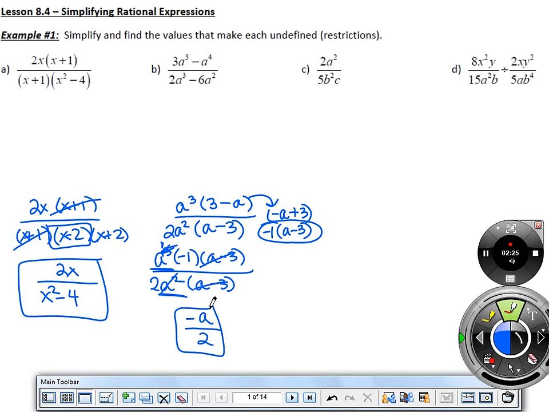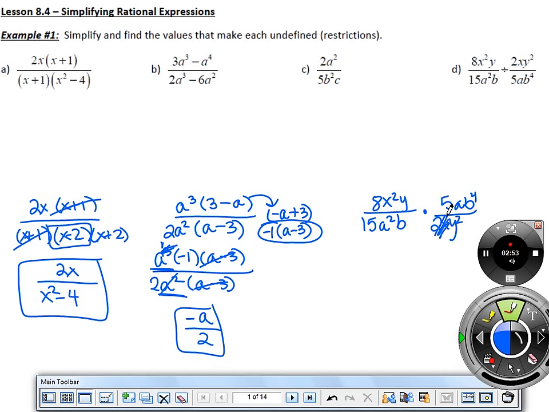For the third problem, there are no common factors, so nothing can be factored or canceled, so it would stay how it is. In part D, it's a division problem, so remember how fraction division works. We're going to multiply by the reciprocal rather than divide.